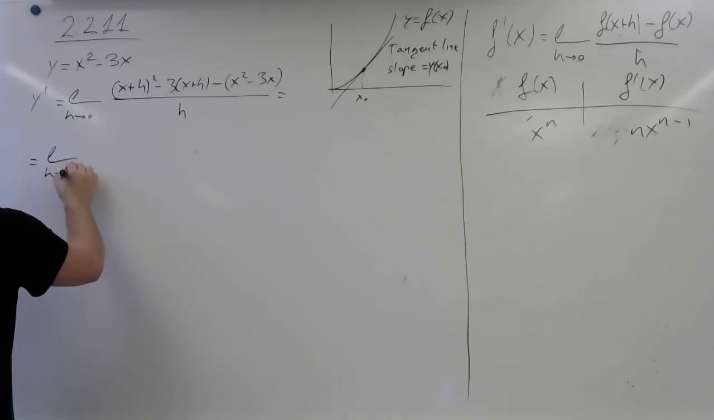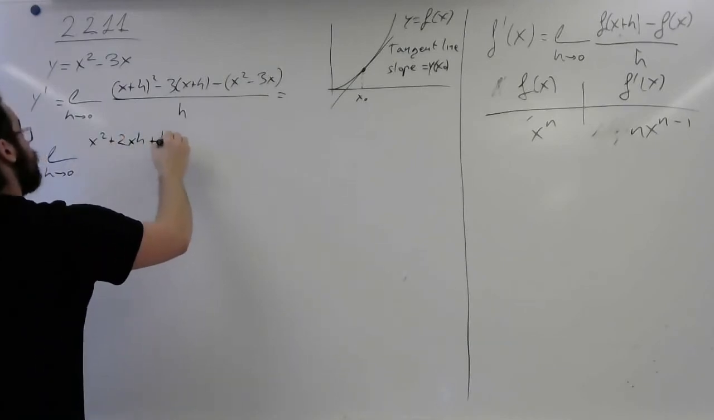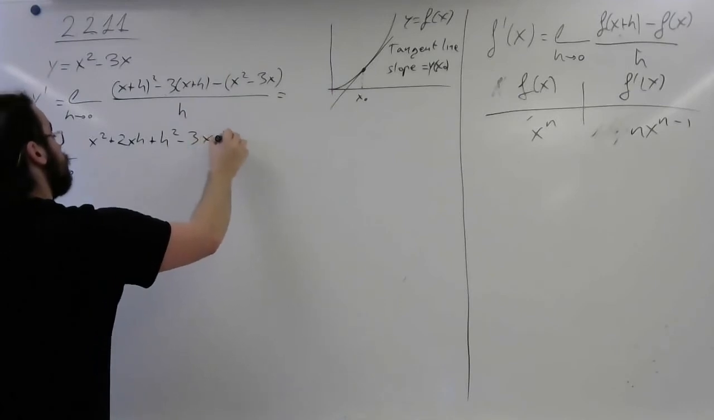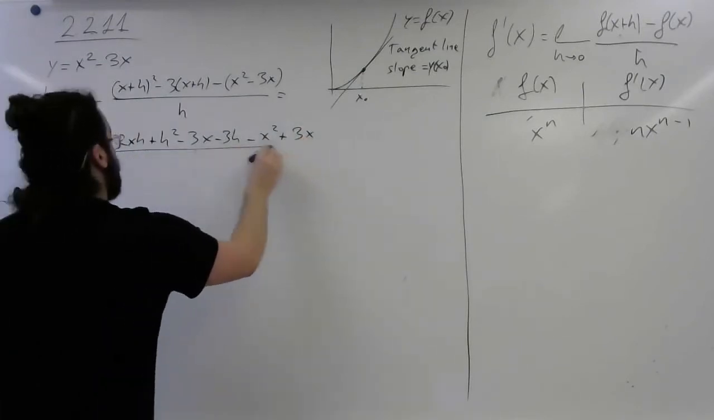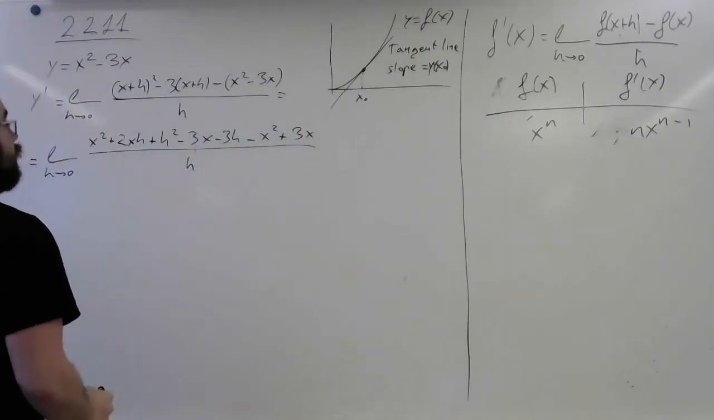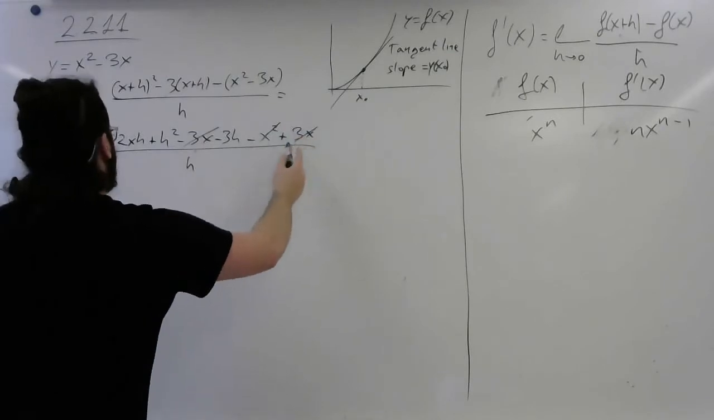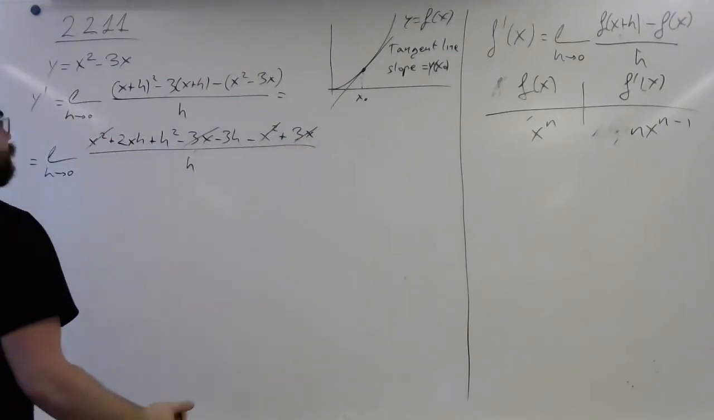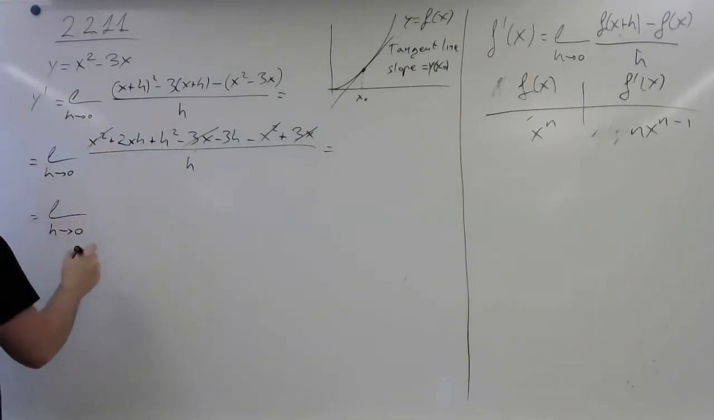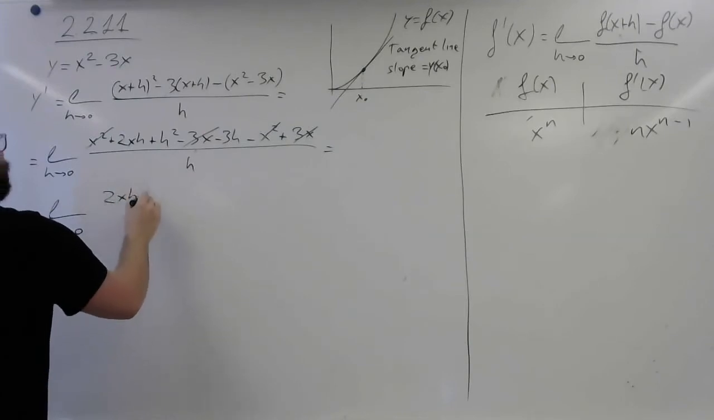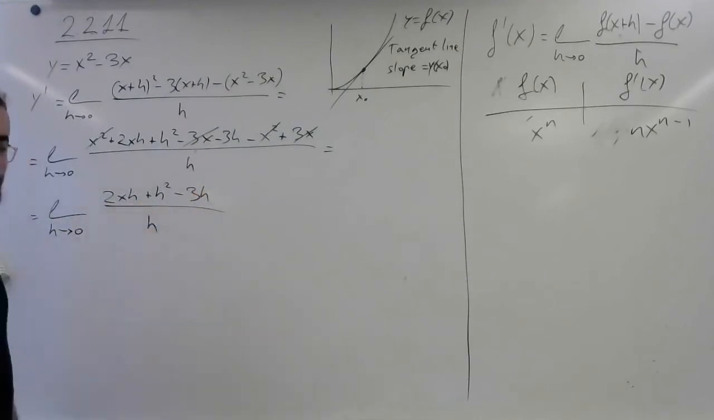This is the limit when h tends to 0, x squared plus 2xh plus h squared minus 3x minus 3h minus x squared and plus 3x. So what cancels here? X squared cancels with x squared, 3x cancels with 3x. And this limit is the limit of 2xh plus h squared minus 3h divided by h.